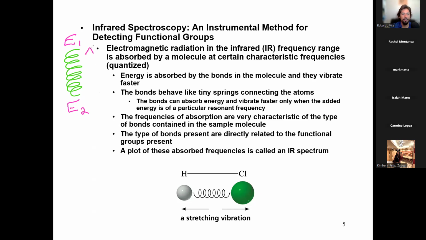And then depending on how this moves around and vibrates, that is going to give us a frequency that we can measure. And that frequency we can plot on a graph and then interpret and say, oh yeah, that is the carbon double bond oxygen frequency. That is the carbon hydrogen bond frequency. That is the oxygen hydrogen bond frequency. Because all bonds can be thought of as springs.